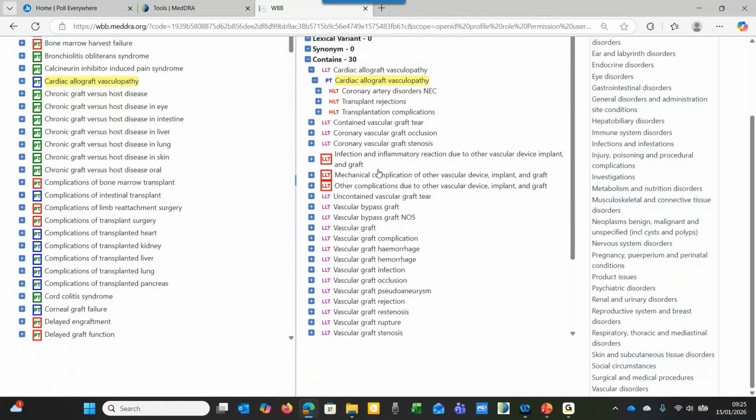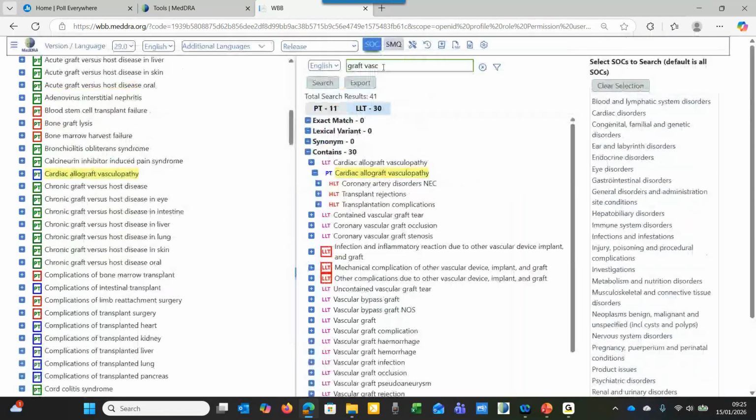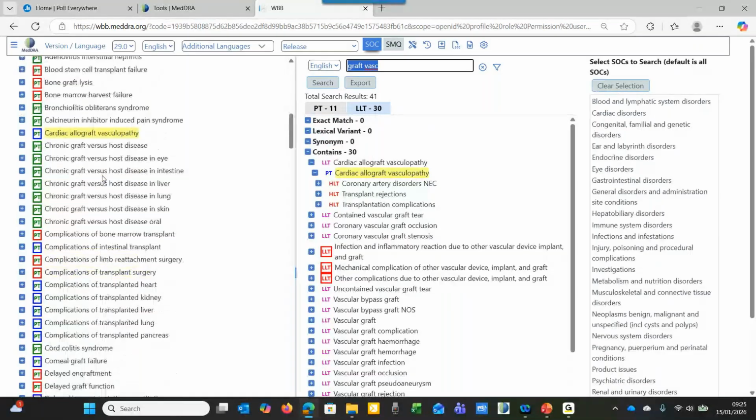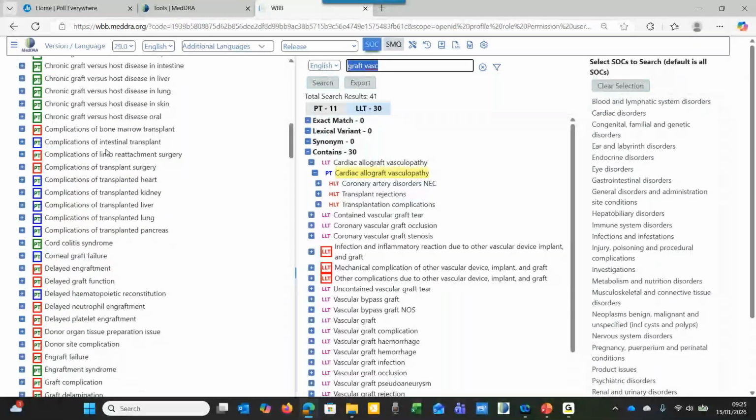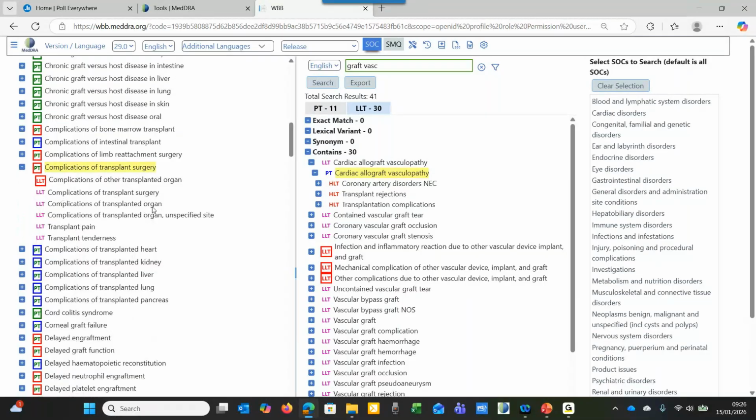No. So again, there's that cardiac term, but I'm not seeing anything else really. Otherwise, it would have to be a complication term. And we see here some of the complications down here. We've got complications of transplanted surgery, heart, liver, general complication terms, complications of transplant surgery, complications of transplanted organ. That may be the best we can find. So let's go back to our slides.